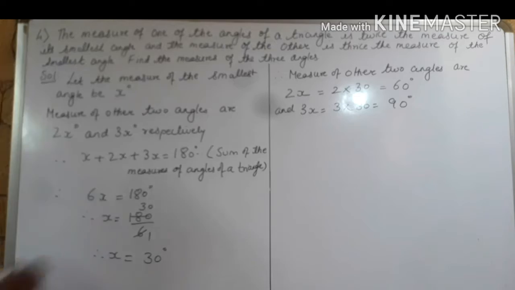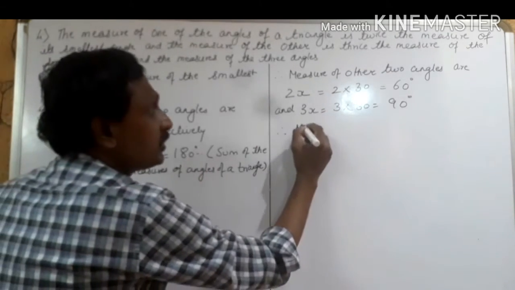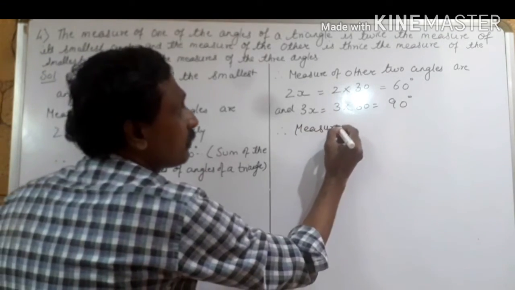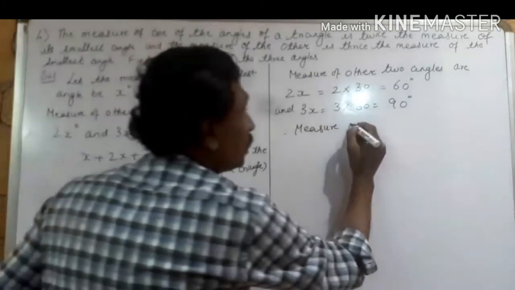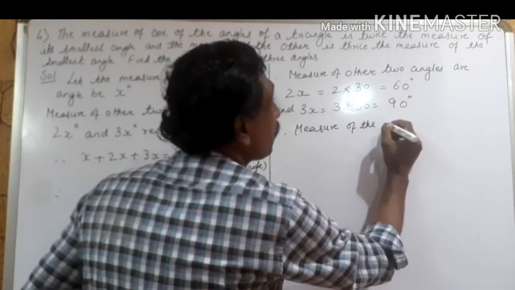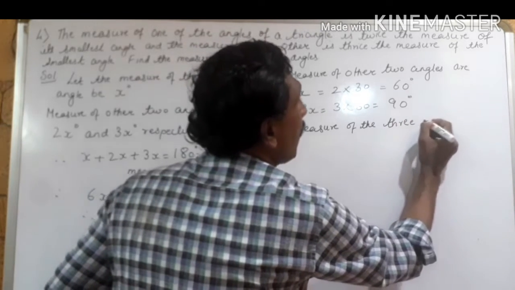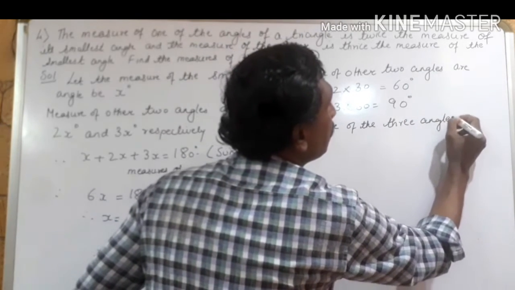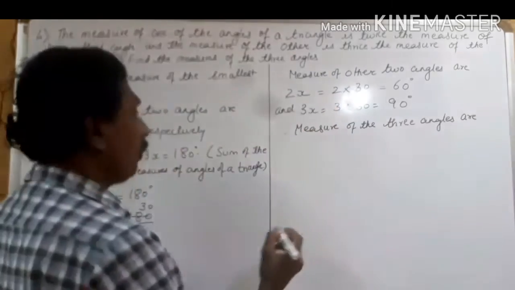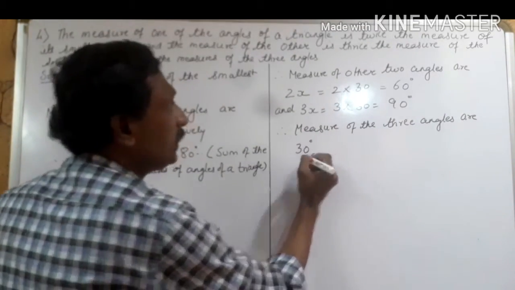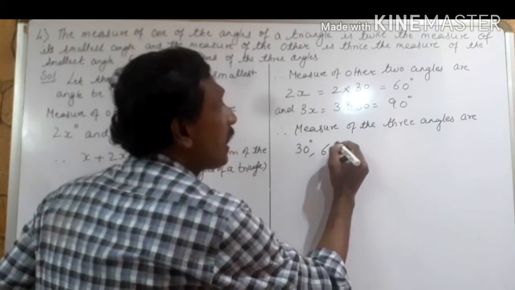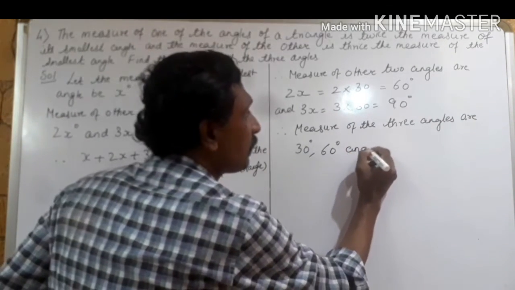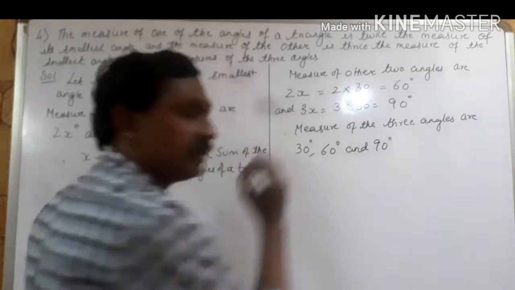Have we got it? Therefore, the measures of the three angles are 30 degrees, 60 degrees and 90 degrees.